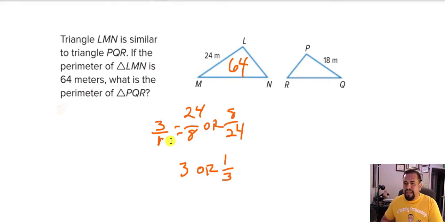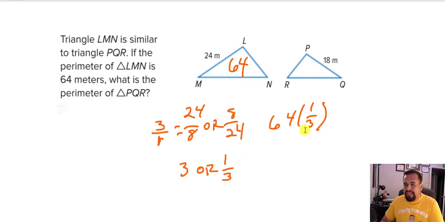Since I need to find the perimeter of the small one, let's take the 64 and multiply by 1/3. That's it. That's all you have to do, right? Multiply those two. Now, obviously, 64 times 1 is 64. So 64 divided by 3 is what we're going to do here. On these types of problems, especially when you get these fractions that repeat, you're going to end up getting a repeating decimal. So just write it as a fraction, or you can write it either way.